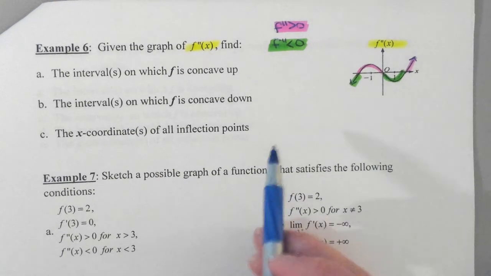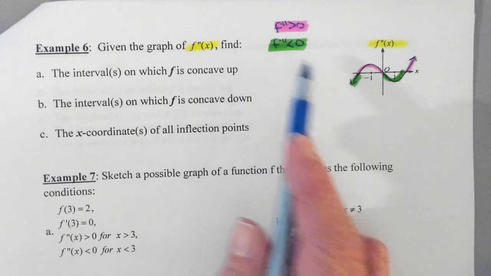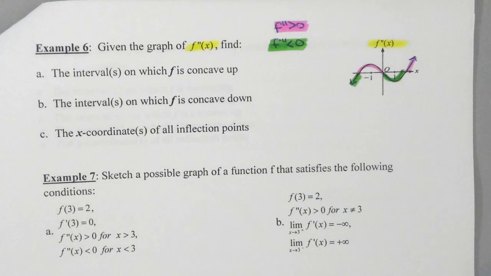Okay, so we're looking to see where f double prime is less than 0. And then remember, on the x-axis, that's where f double prime is equal to 0. Okay, but we haven't really talked too much about it. And then what about inflection points then? If we're looking at the graph of f double prime, how do I determine inflection points? Yeah, where the graph is going to cross the x-axis.